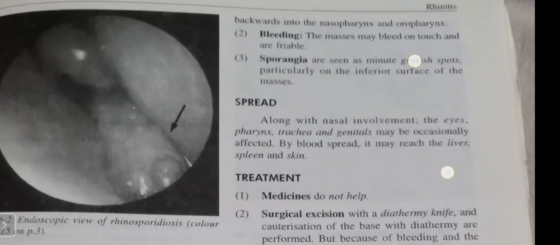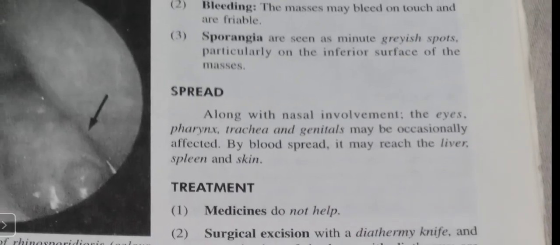Then this disease may spread, or it may involve, along with the nasal cavity, the eyes, pharynx, trachea, and genitals by blood. It will spread to the liver, spleen, and skin.